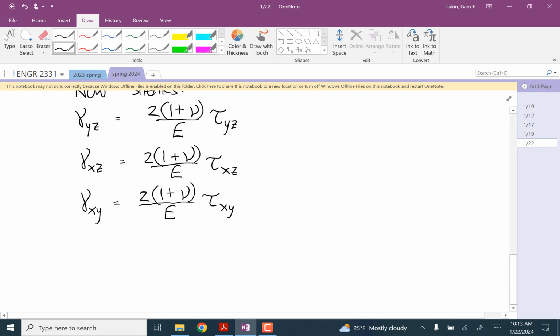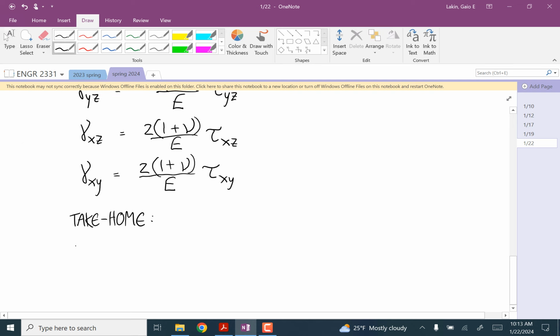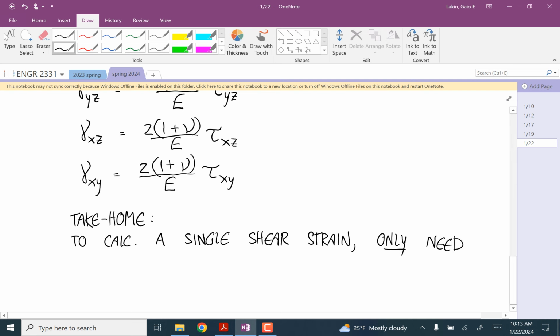So the take-home message for the shears is to calculate a single shear strain you only need the corresponding shear stress.